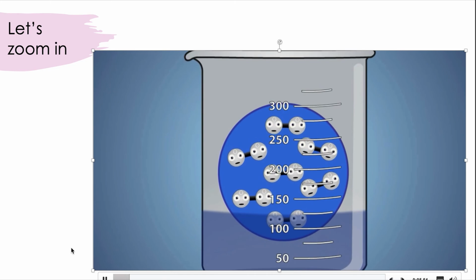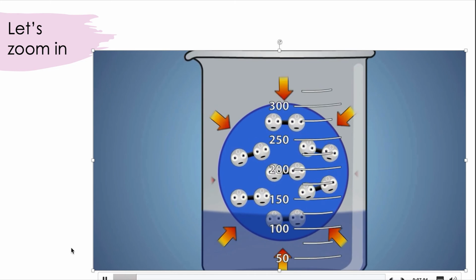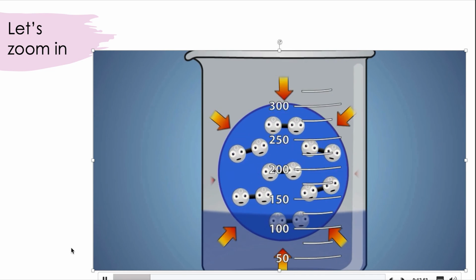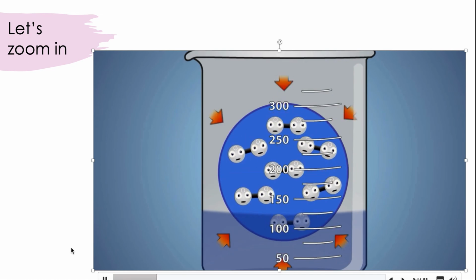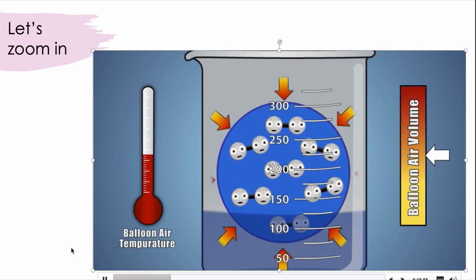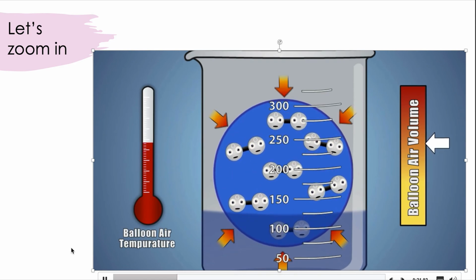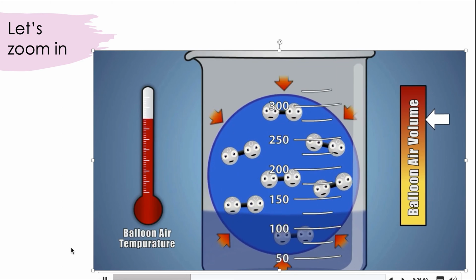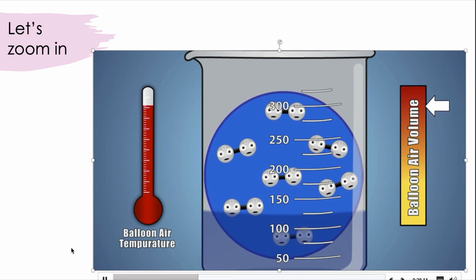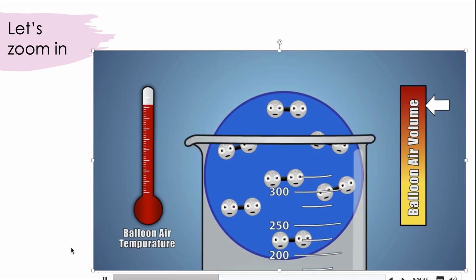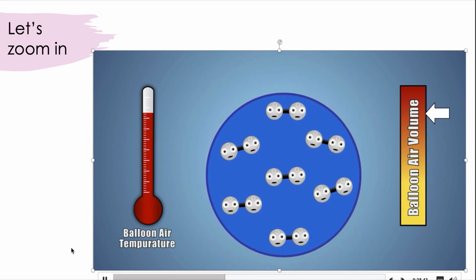So we take a balloon, and inside we have oxygen particles. When we add the hot water, heat energy transfers from the hot water into the balloon, and it's warming up the gas particles in there. So as temperature rises, the volume of the balloon increases, making the balloon expand. That's what happens with gases. When we increase temperature in gases, they tend to expand. This is something we learned when we talked about matter.